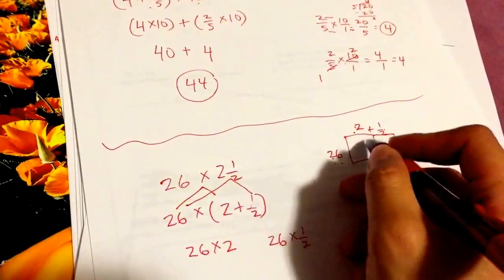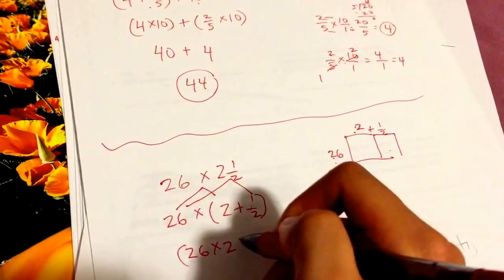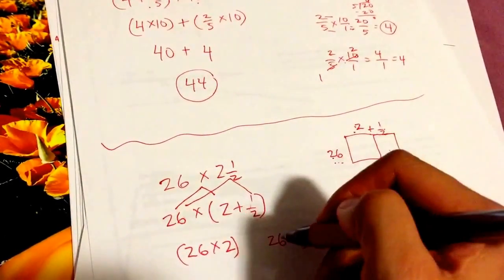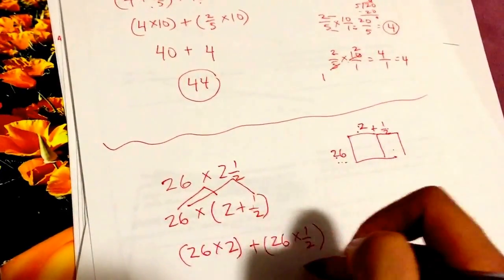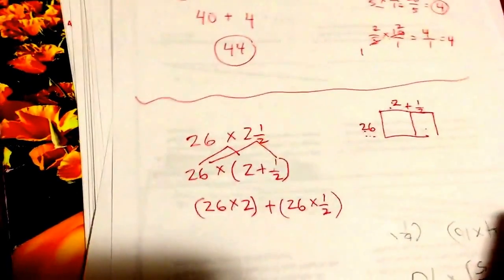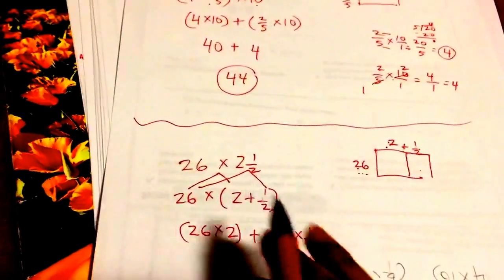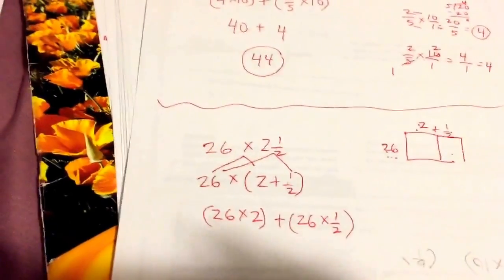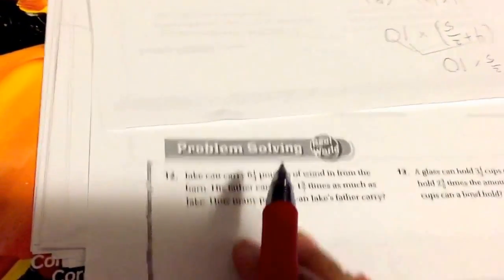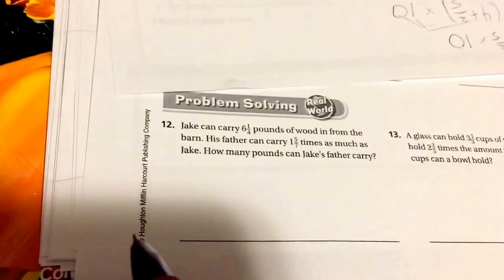And what do you do when you do the 26 times 2 and the 26 times a half? You add your final two answers, and this final answer will be the final answer. So hopefully this helped start you off. And just like I started you off on here, I'm going to start you off with the next word problem. And then we're going to wrap it up and call it a day in terms of this video, but do make sure to finish the whole assignment.